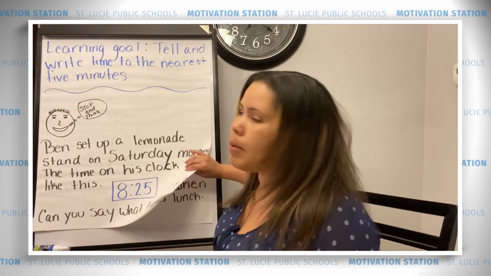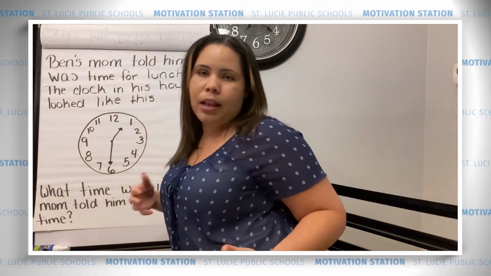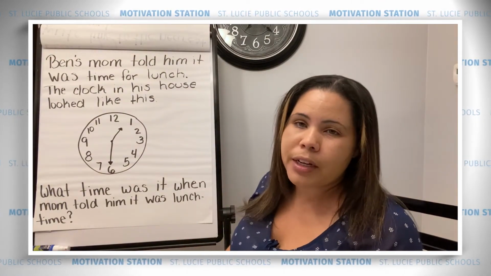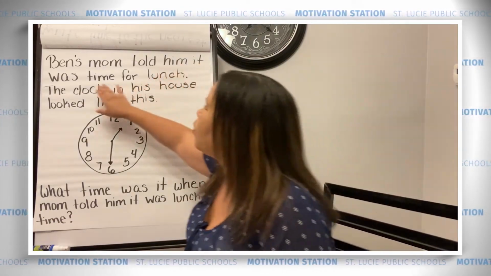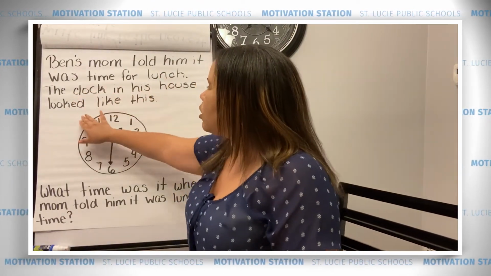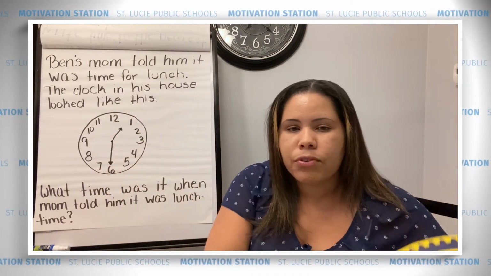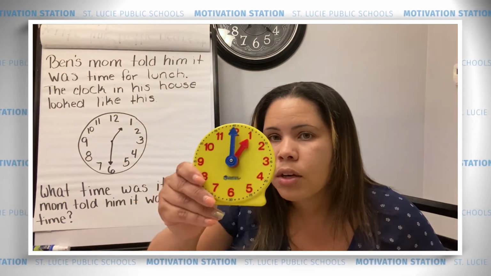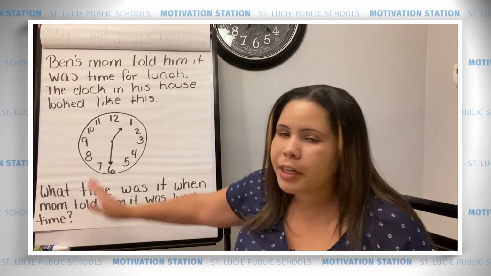Now, let's think. Ben is going through his day. He's working on his lemonade stand. He's selling his lemonade to everybody, and he's working up an appetite. So, Ben's mom told him it was time for lunch. The clock in his house looked like this. And if we see the clock here, it's kind of like our friend that we were using, the Judy clock. It's also like my clock that I have to help me. So this is our analog clock.